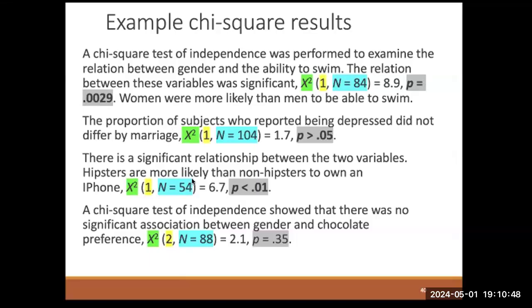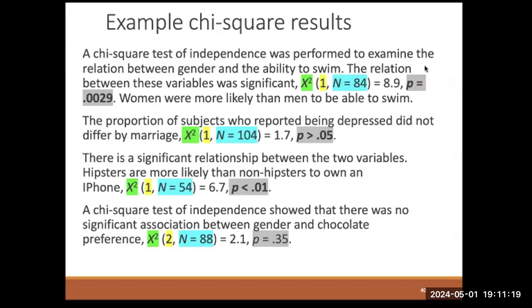In the third example, hipster, non-hipster. In the fourth example, it seems that there were 3 groups, very likely male identified, female identified, and non-binary, right? So you have 3 groups there. In blue, that's your number of participants, or number of observations. First one, there were 84. Second one, 104. Third one, 54. And last one, 88. And then what you see in gray are the p-values.